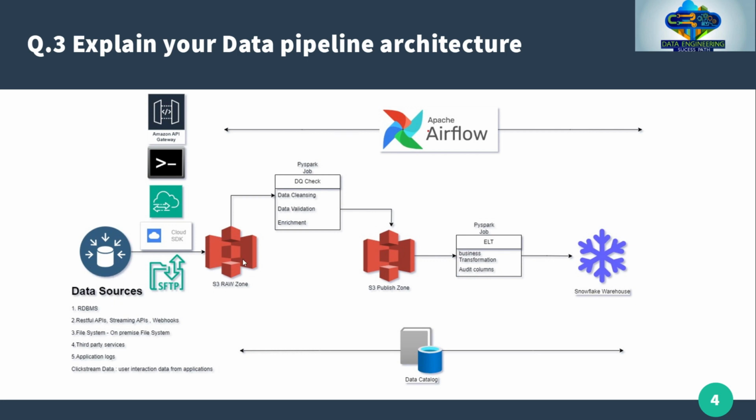basically we are ingesting data from data sources to S3 raw zone with the help of various ingestion mechanisms. In some cases we are using API gateway or CLI command. We can have any application developed through SDK. It can be SFTP. So there can be various mechanisms through which we can ingest data from data sources to S3 raw zone. Once the data is present in S3 raw zone, the next thing will be the data quality check.